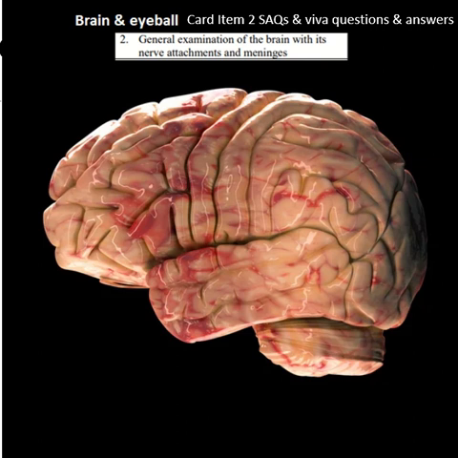What do you mean by the meninges? It is the covering of the brain and spinal cord. What are the layers of the cranial dura mater? Endosteal dura and meningeal dura.